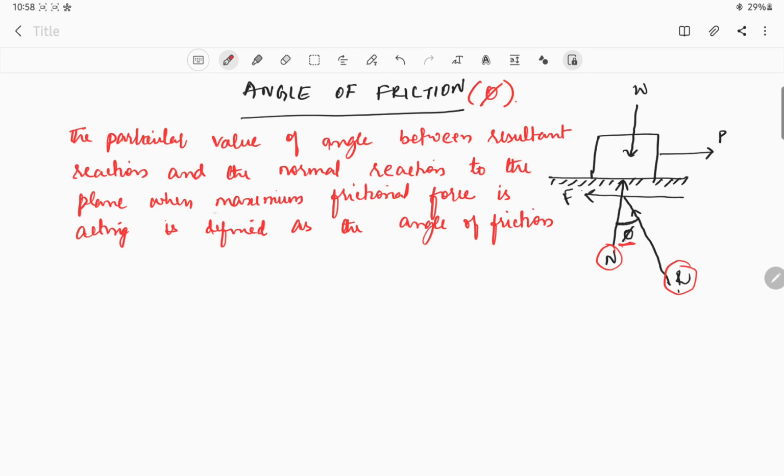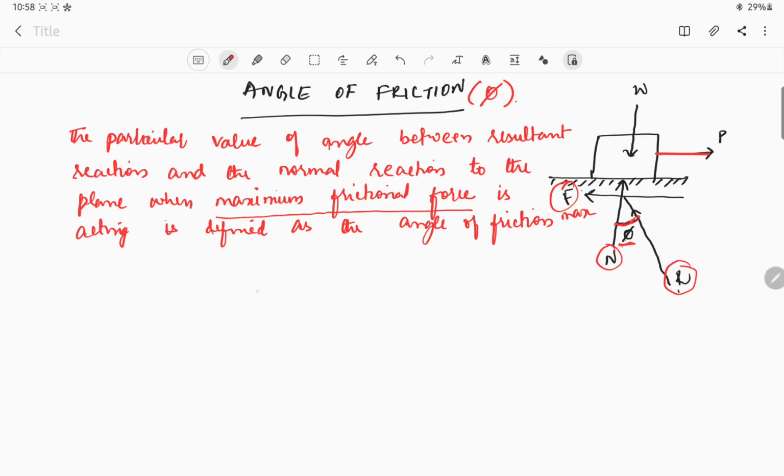Now what is the meaning of maximum frictional force? As I told you, the block should move in the right side direction, then only we'll have the maximum value of frictional force. Then only at that location, if you calculate the resultant, whatever angle you get is nothing but your angle of friction.